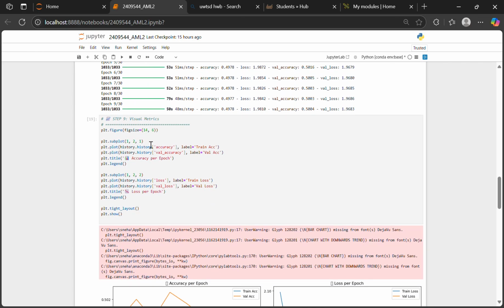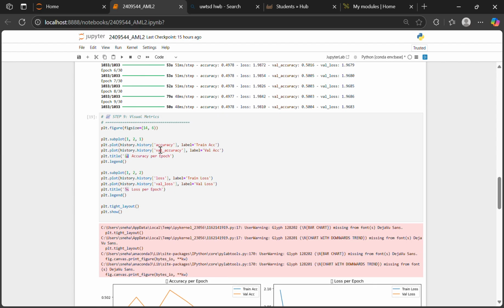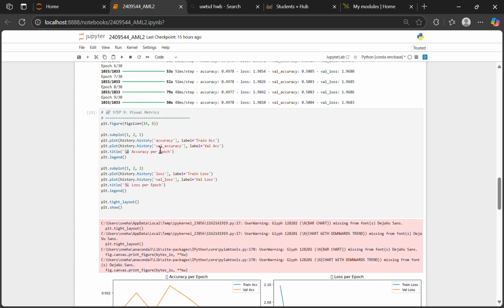To evaluate performance, I use accuracy, F1 score, and confusion matrix. Here is the classification report, and as you can see, the model achieves moderate performance across all classes. The confusion matrix shows how well the model distinguishes between the classes. The training and validation curves indicate stable convergence without overfitting.